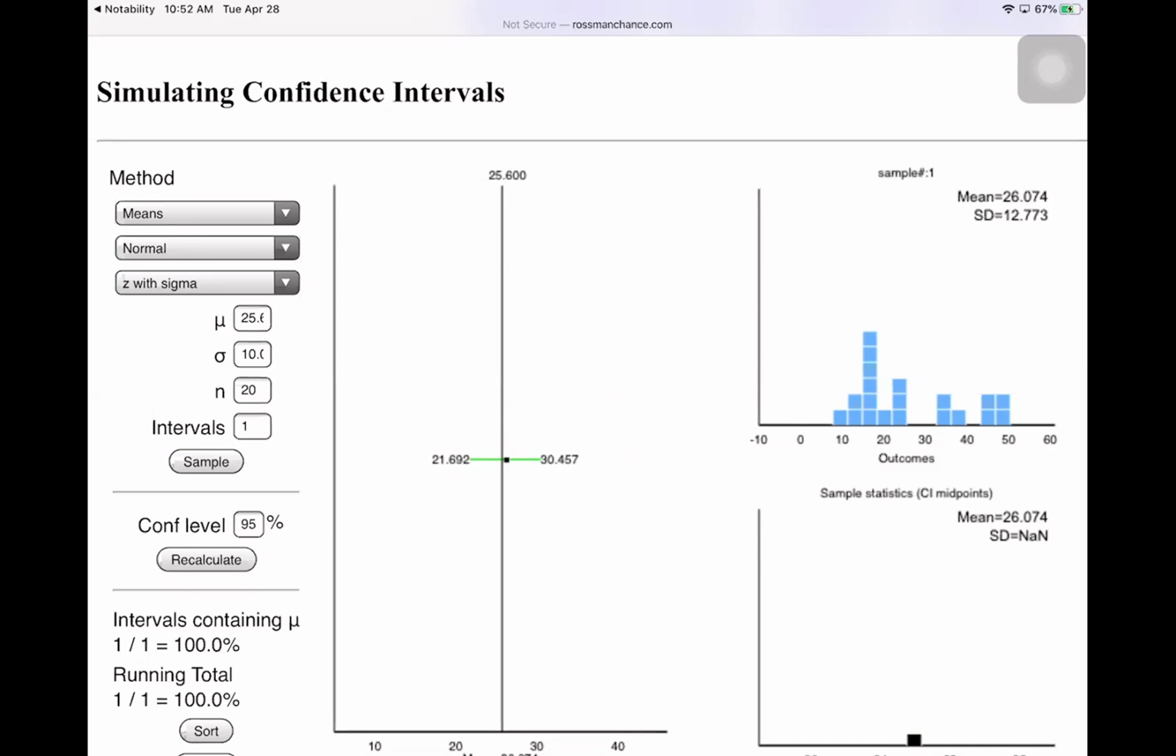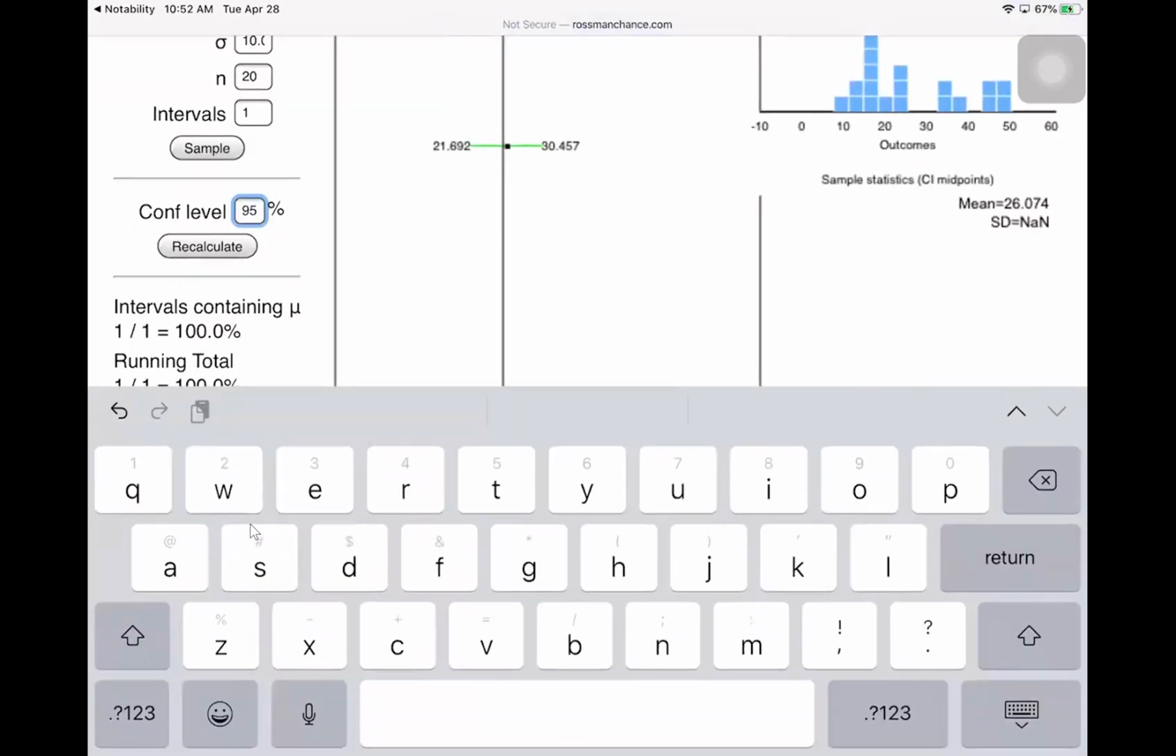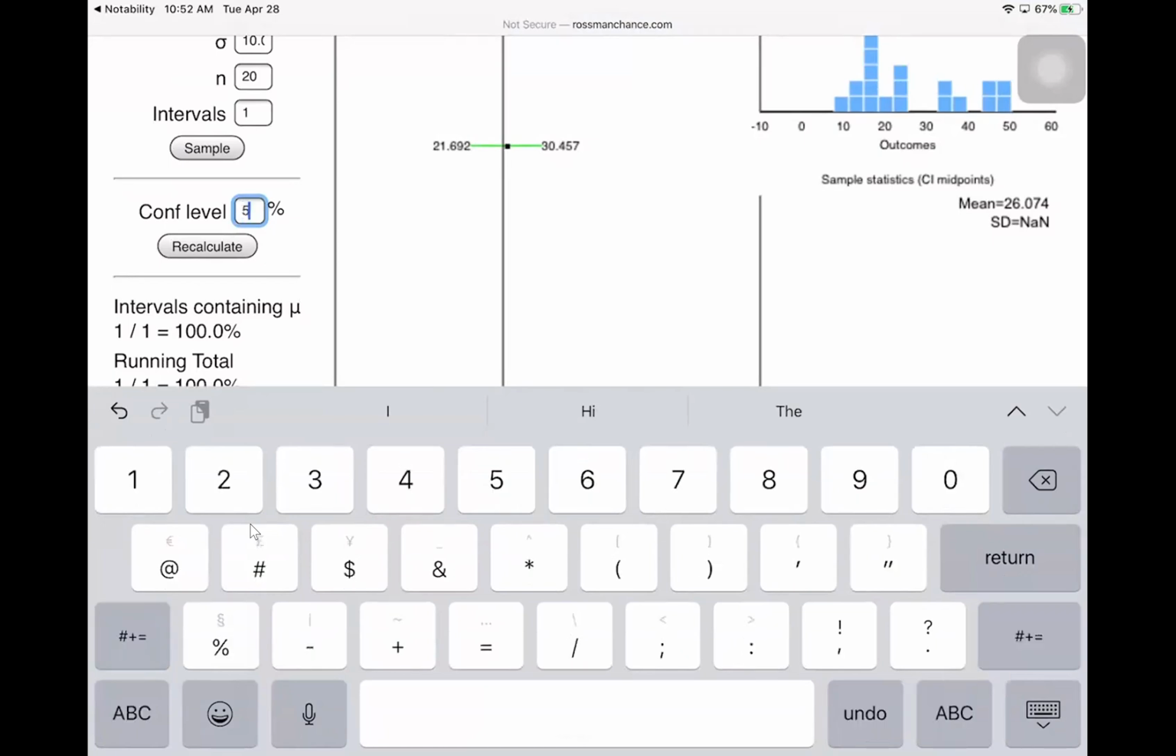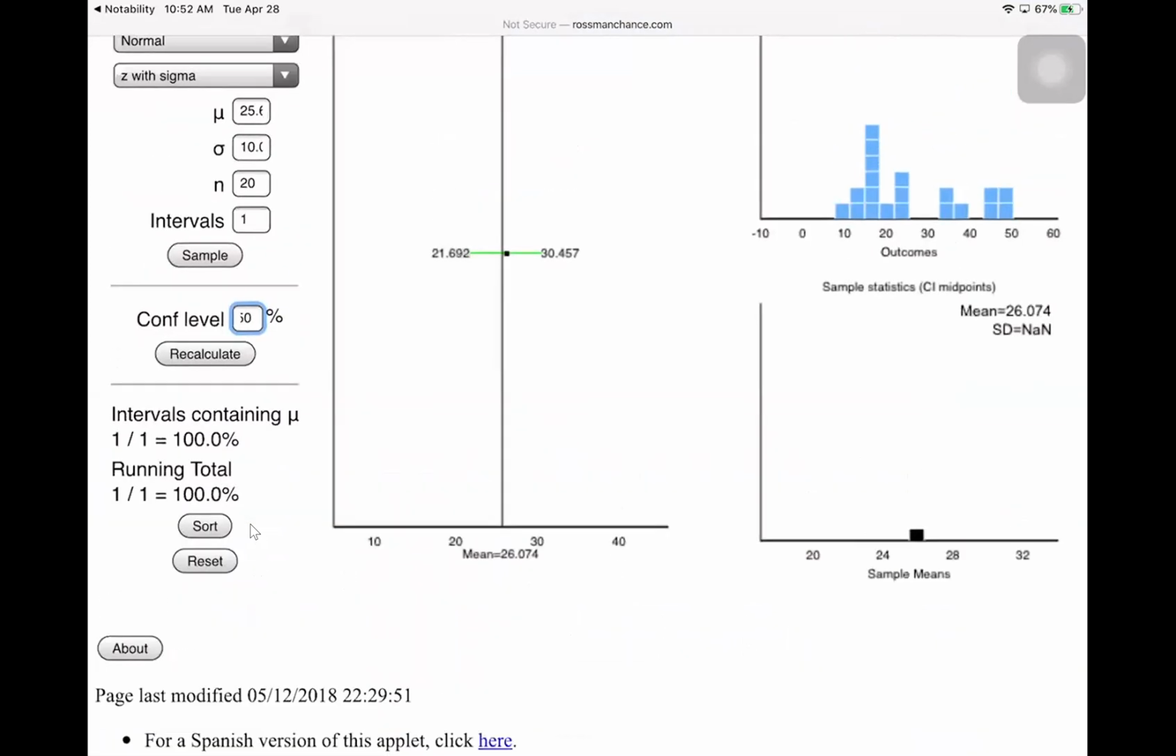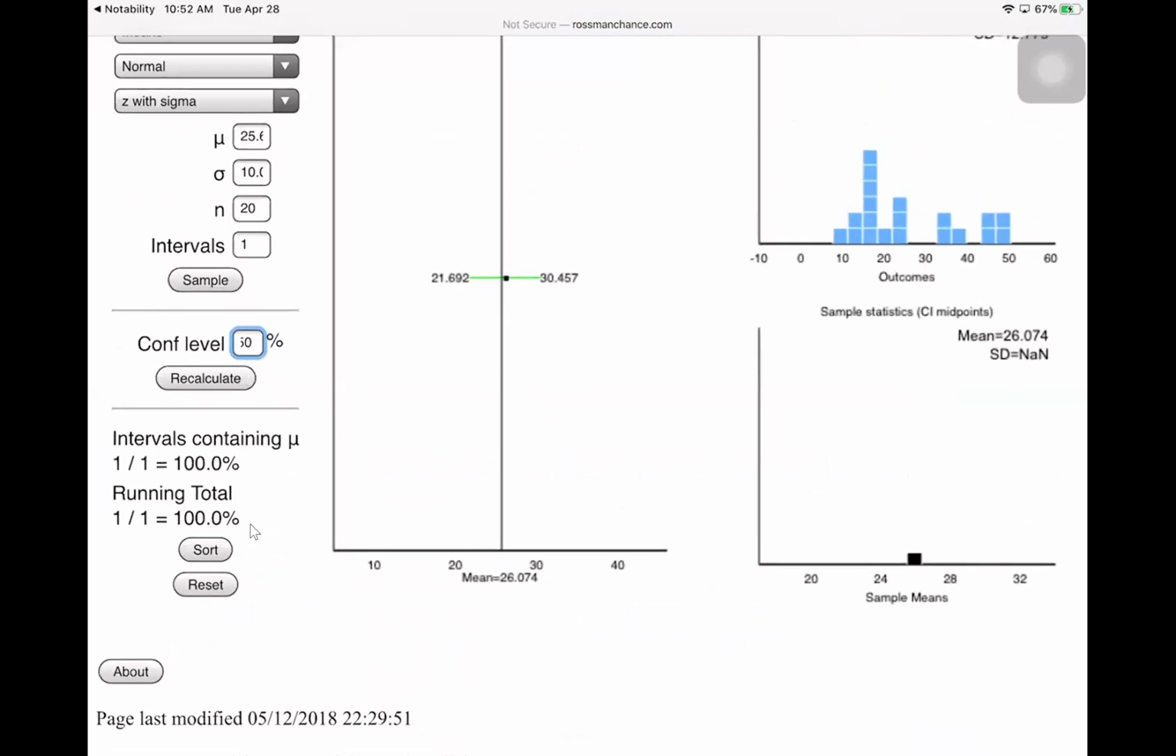So what I'm gonna go ahead and do right now is change the confidence level and see how that affects it. Say I go from a confidence level of 95% and change it to 50%. If I go from 95% to 50%, that means I'm less confident. If I'm less confident, how do you think that's gonna affect this interval? Do you think it's gonna make it wider or narrower? So wider or narrower?